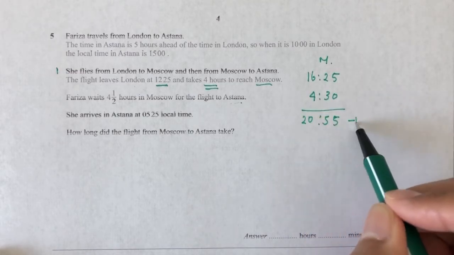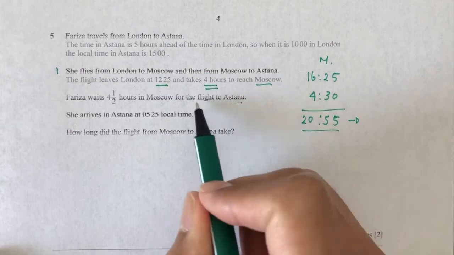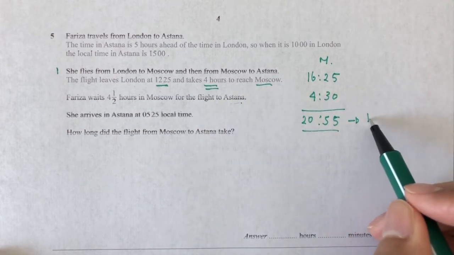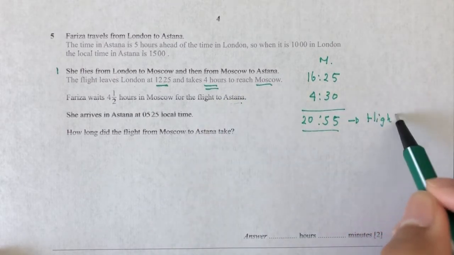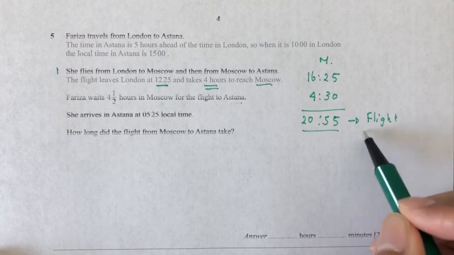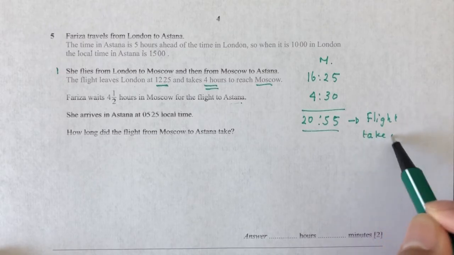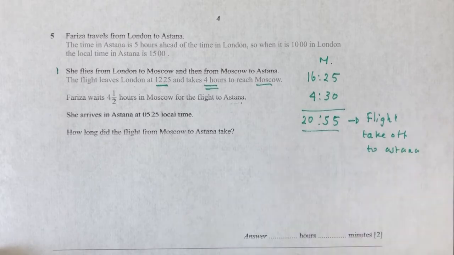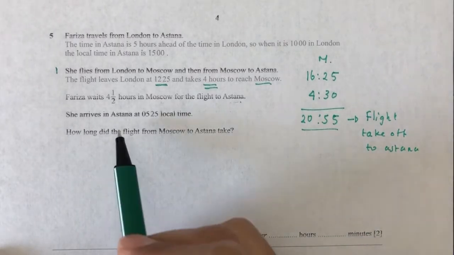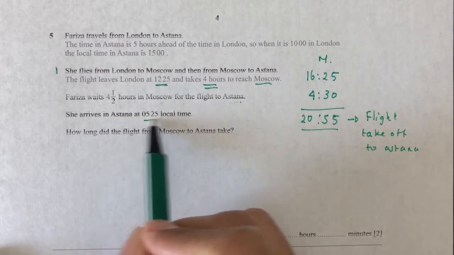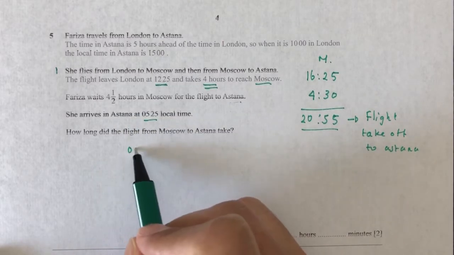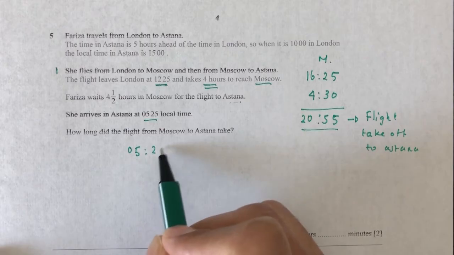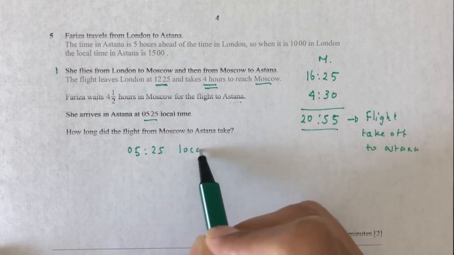That's the time when her flight took off from Moscow to Astana. So that's the time it took off. So now what do we know? We know that she arrives at Astana at 5:25 local time in Astana.